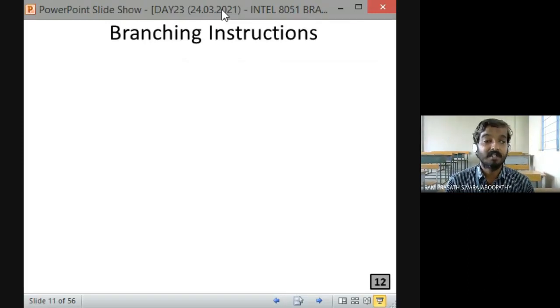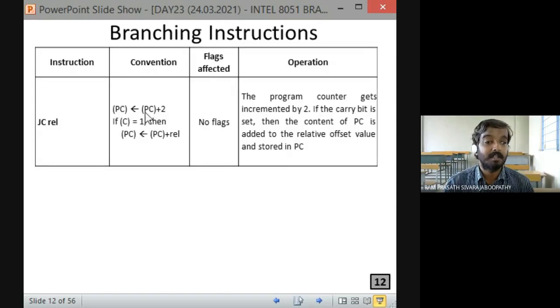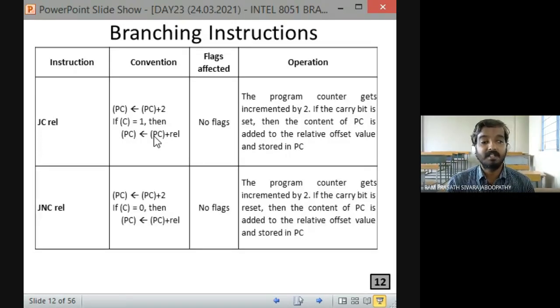Now conditional ones. Look at what happens with JC. First the program counter gets incremented by 2. Then if carry flag equals 1, the offset value will get added. Else nothing happens and it will execute the next instruction. Only if the condition is true, the relative value will get added to your program counter. Else the program counter value remains the same, that means incremented by 2, so the next instruction is executed. Similarly, JNC means if carry equals 0, then the offset value will get added.